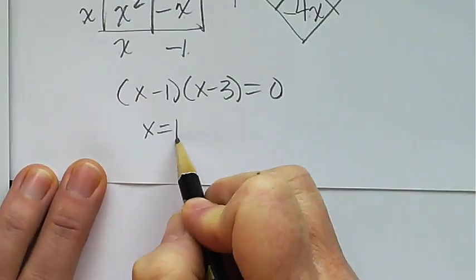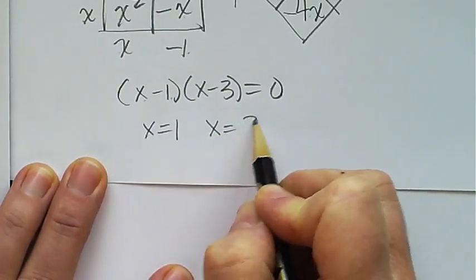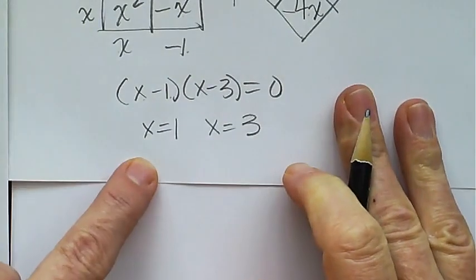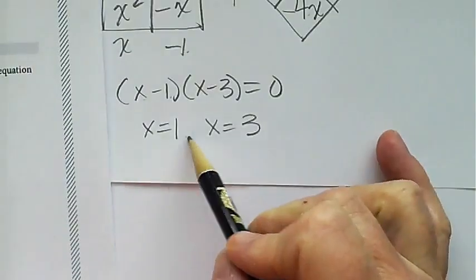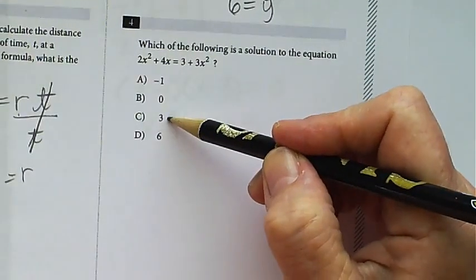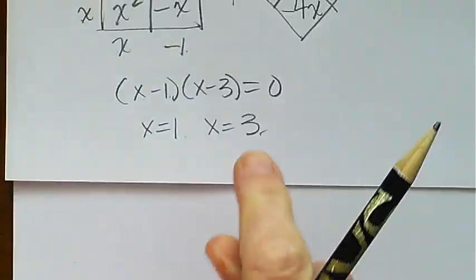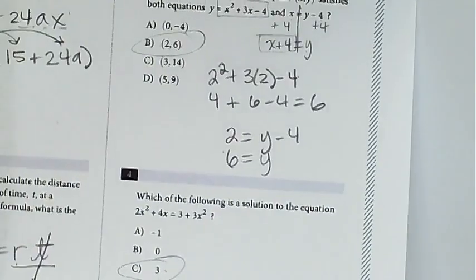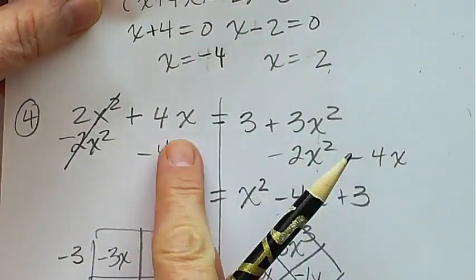So x equals 1. If I set this equal to 0, x equals 1 or x equals 3. Zero product property. I'm just skipping writing the equations. So my solutions are 1 and 3, but the only choice that I have here is 3. So 3 is a solution to that quadratic equation. So I'm sure you're noticing that maybe you didn't know how to do this. So that's a good thing for us to practice here.